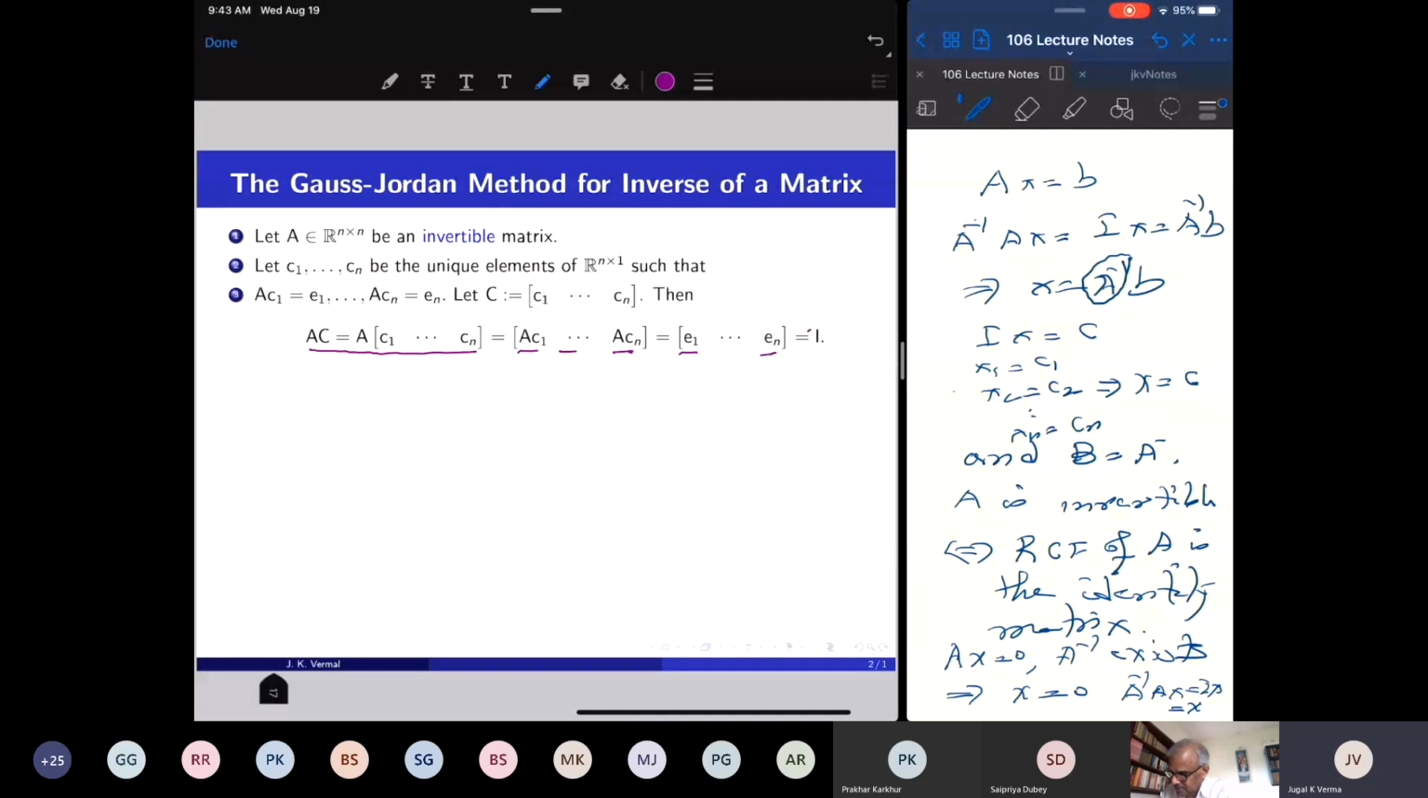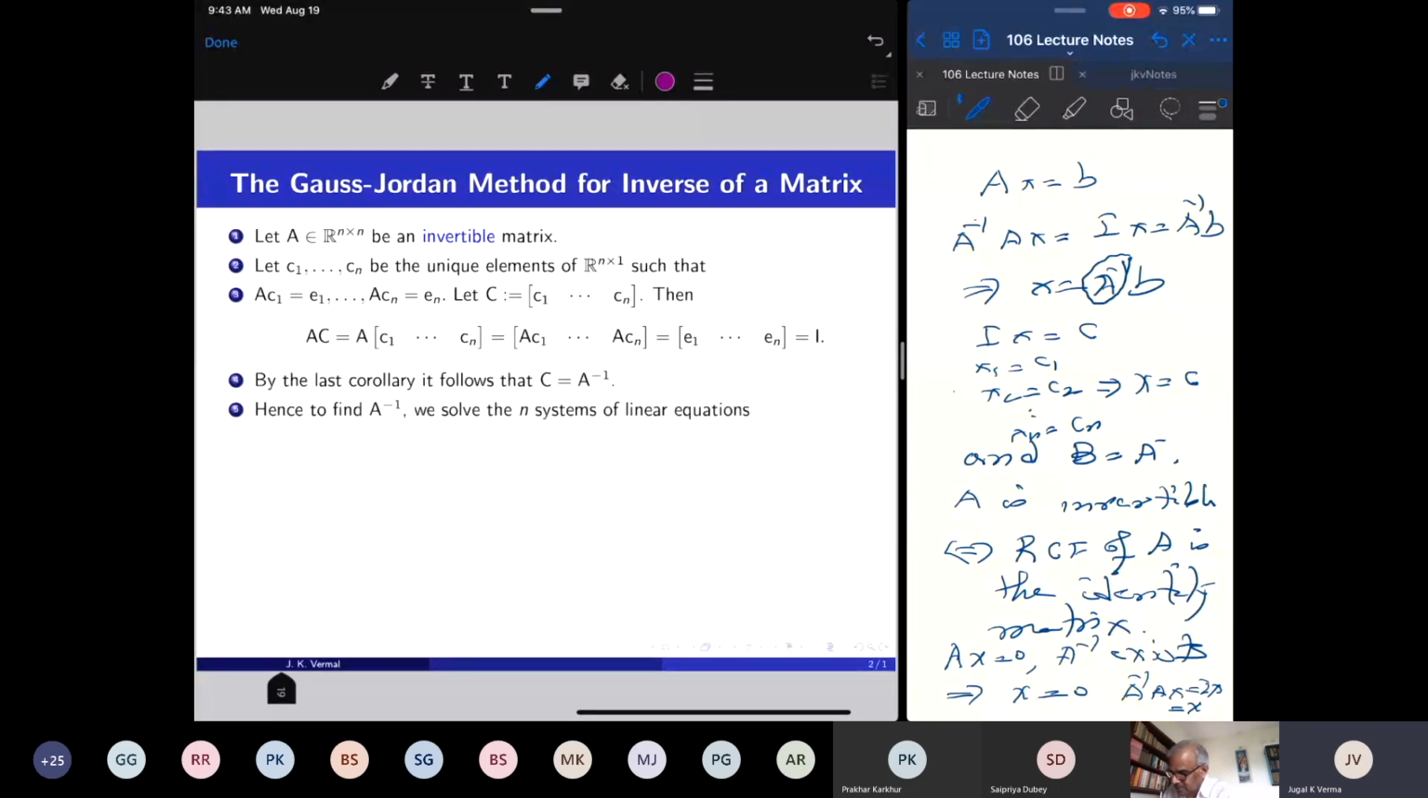So what are we doing? We are simultaneously solving these n systems of linear equations in n unknowns, and the right hand vectors are E1, E2, ..., En. By the last corollary, it follows that this matrix C that we find by solving these systems of equations is the inverse of A.